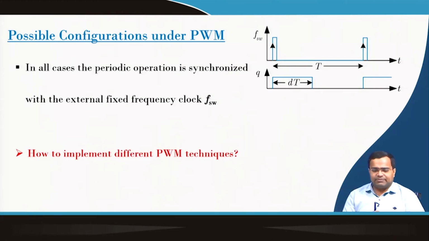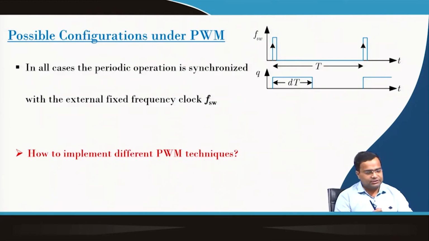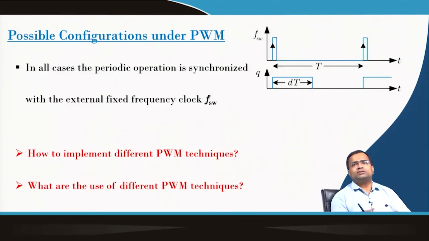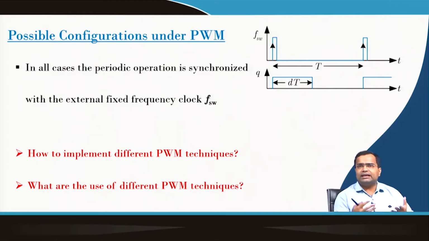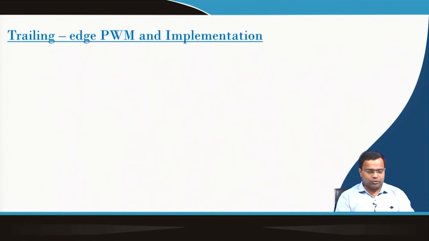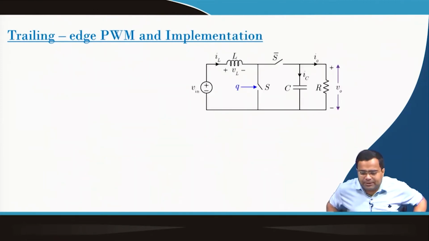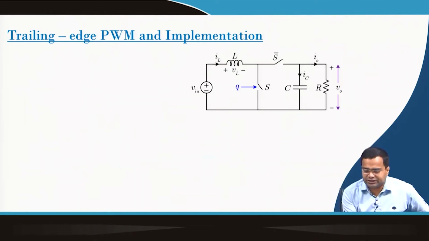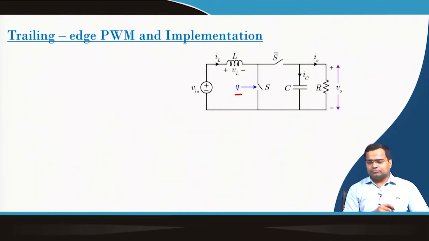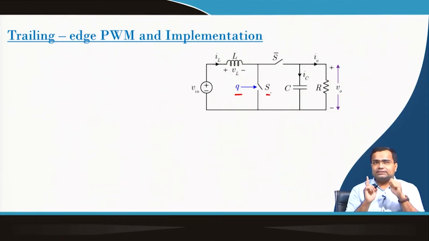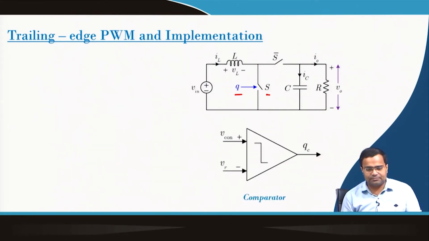Now, how to implement different PWM techniques? And what are the uses of the different PWM techniques? In which application should we use leading edge modulation, trailing edge modulation, and so on? Take trailing edge modulation: if we take a buck boost converter, we need to generate the gate signal for the controllable switch S, and we want to generate this using a trailing edge PWM technique.